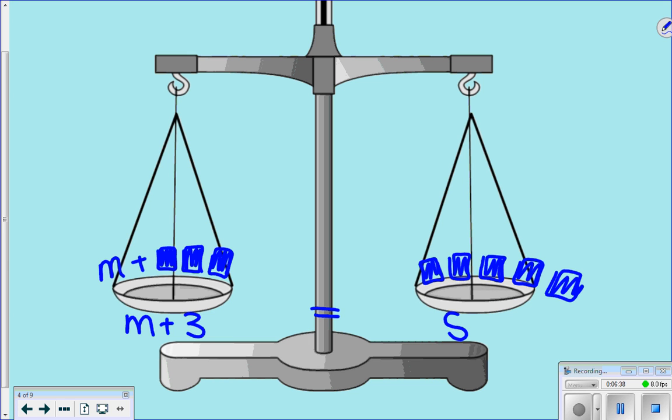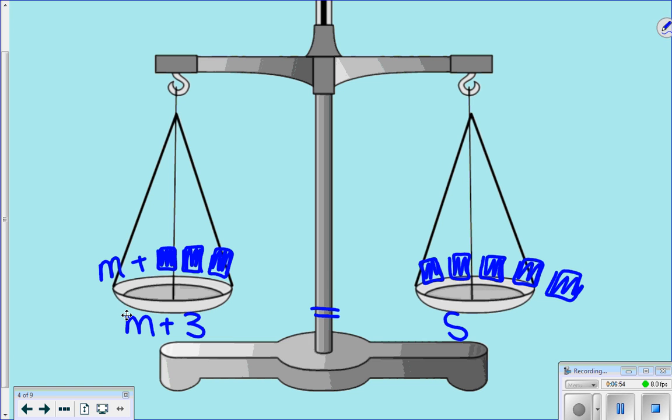Okay, are they equal right now? Yep, they're equal right now. But my job is to find out what that M is. And I know you all know it's 2. You can just tell off the top of your head, but I'm going to show you what it actually looks like here.